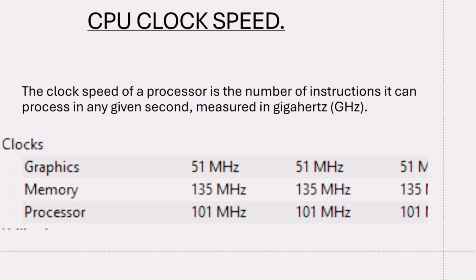CPU clock speed. The clock speed of a processor is the number of instructions it can process in any given second, measured in gigahertz. For example, a CPU has a clock speed of 1 Hz if it can process one instruction every second. Let's look at more examples. A CPU with a clock speed of 3.0 GHz can process 3 billion instructions each second.